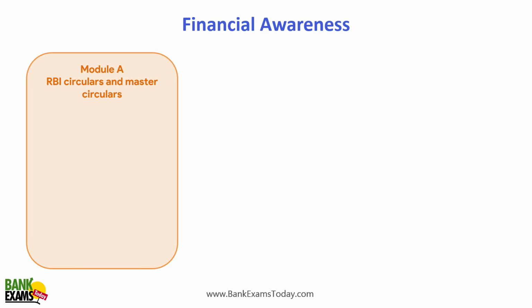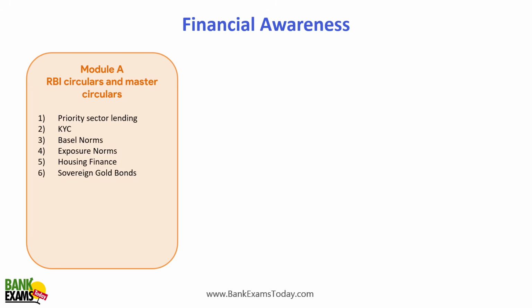For the module A, there is RBI circulars and master circulars. So you need to do last 1 year of RBI circulars for Scale 2, and I recommend last 2 years of RBI circulars for Scale 3. Yes, last 2 years of RBI circulars should be done for Scale 3. Priority sector lending, KYC, Basel norms, exposure norms, housing finance, sovereign gold bonds, SHG, bank linkages program, IRAC norms. So you need to do all the RBI circulars in detail. RBI's master circulars in detail.